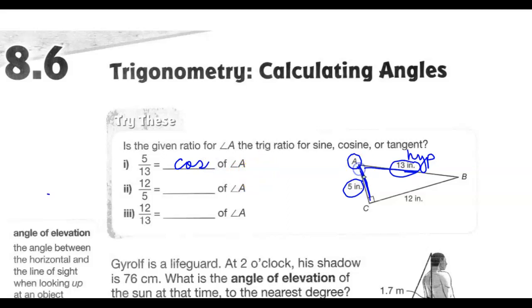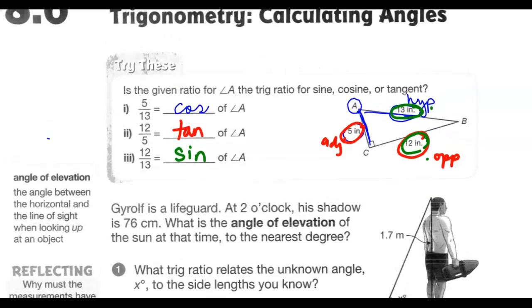Comparing to angle A, 12 over 5. So now I'll do it in red. It's this one over this one. And so compared to angle A, that's opposite. And this, remember, was adjacent. So opposite over adjacent is tan of angle A. And then 12 over 13 is opposite over hypotenuse. So that's sine. Okay.